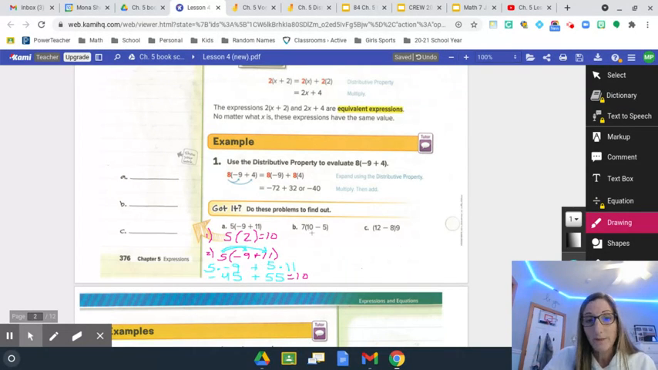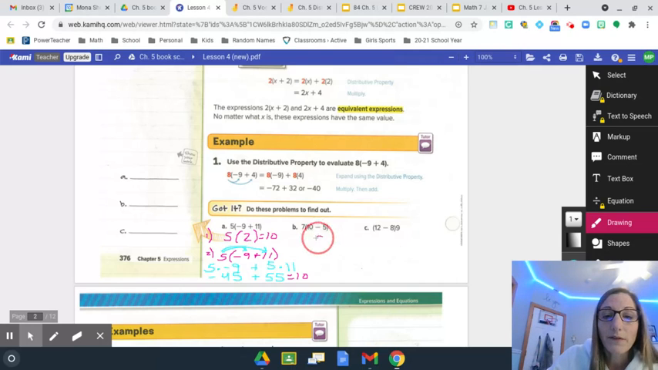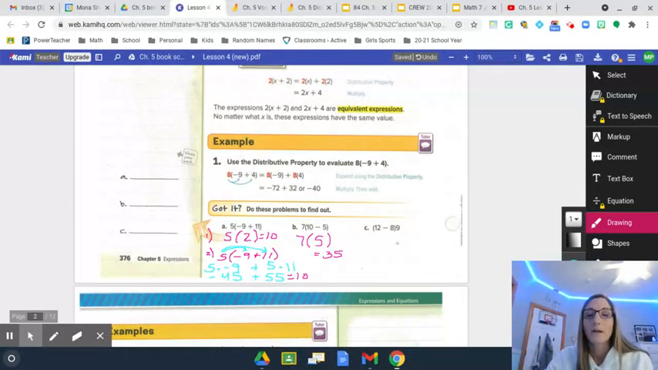Letter B, 7 times 10 minus 5. I think the easiest way to look at this is definitely order of operations. If you do inside the parentheses first, 10 minus 5 is 5. And then lastly, you're going to multiply that by 7. So 7 times 5, 35. Letter C, 12 minus 8, and then times 9.